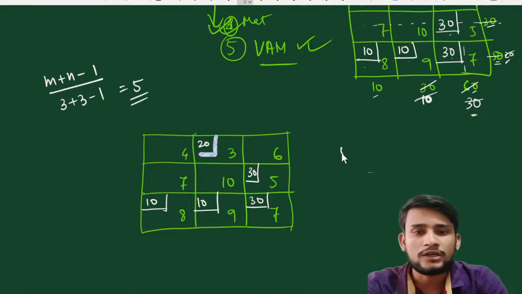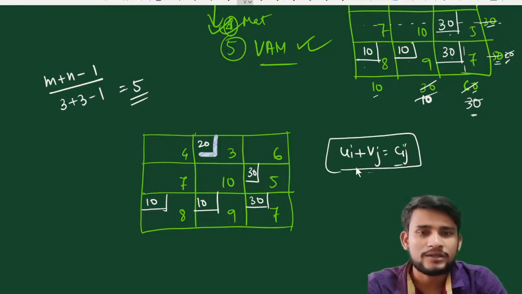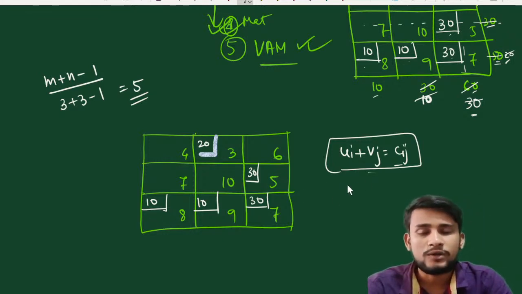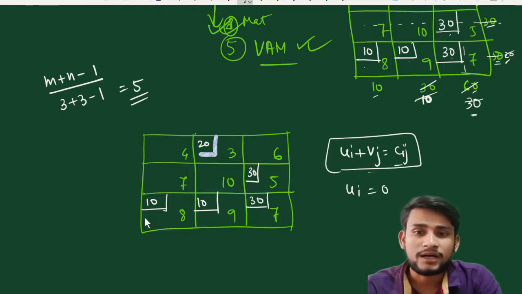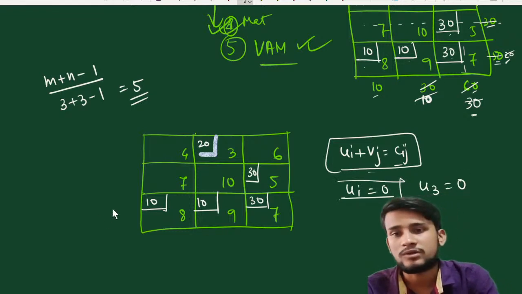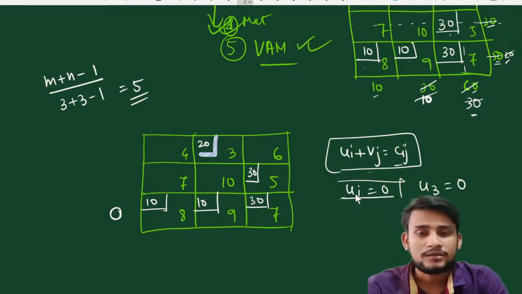We find all the ui and vj by using this formula, ui plus vj equal to cij, where cij is the cost. Okay, so we find all the ui's and vj's by putting one ui or vj equal to 0, in which the maximum allocation occurs. Now we see that in the third row the maximum allocation occurs, that is, there are 3 allocations, which is the maximum number. Therefore we put here u3 equal to 0. That means if we put u3 equal to 0 and now calculate the what?